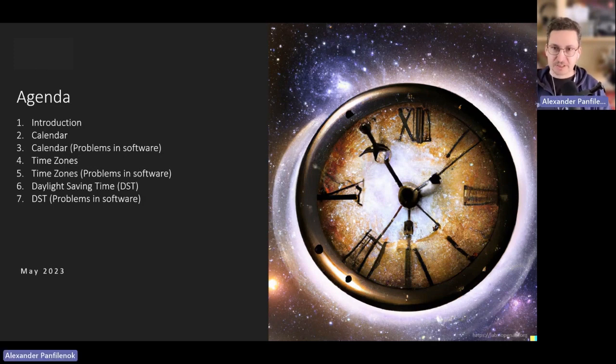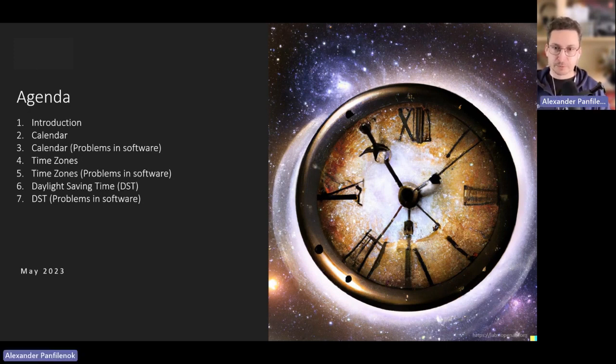Here is our agenda. First things first, I will give you a brief introduction of how people are using date and time in real life and why it's important. Then I will talk about the system that is developed to put dates in order. The system is a calendar. After that, I will show you some problems that can happen if software engineers are not careful with the calendar.